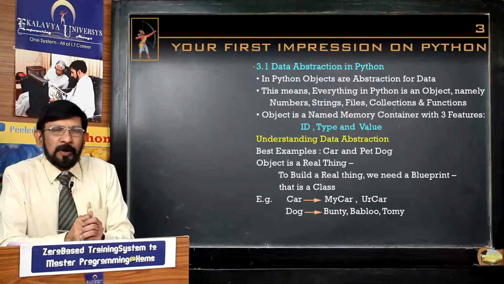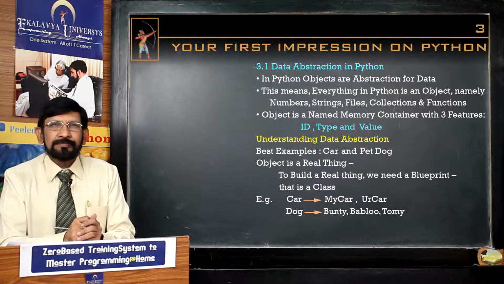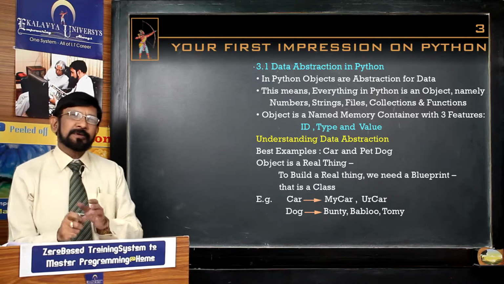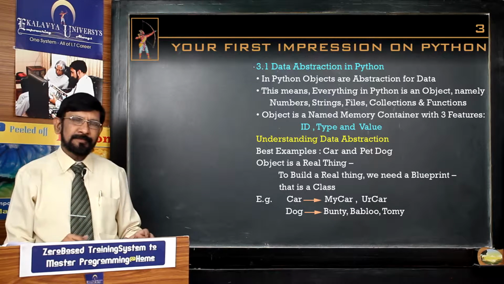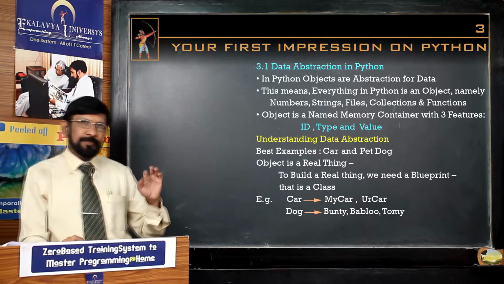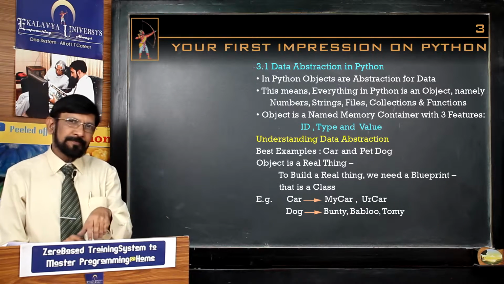One more important point you have to understand with reference to object. An object is a real thing. Any object you take, it is a real thing. Wherever a real thing is there, the corresponding blueprint is required.